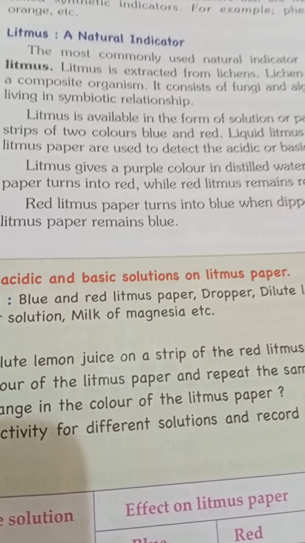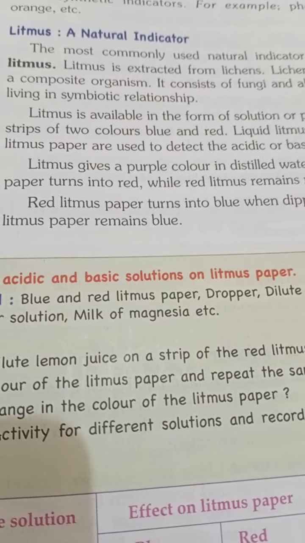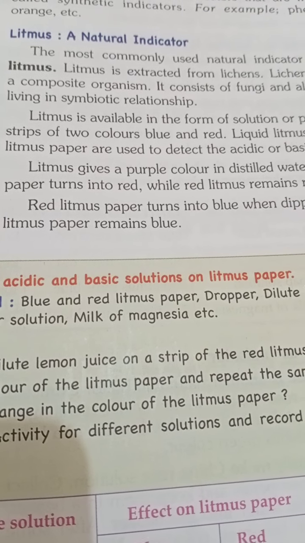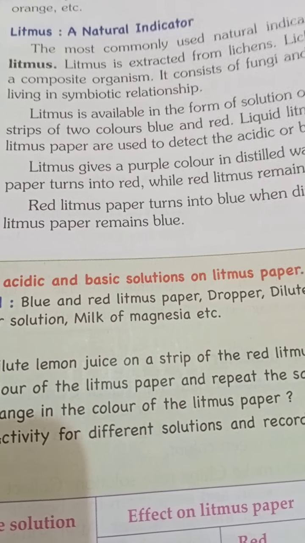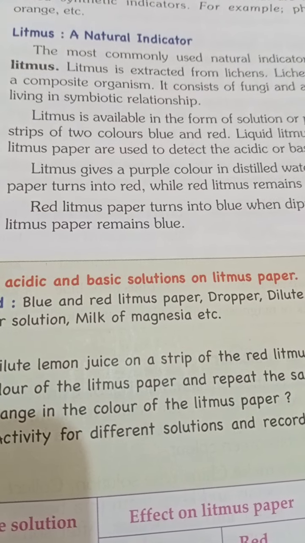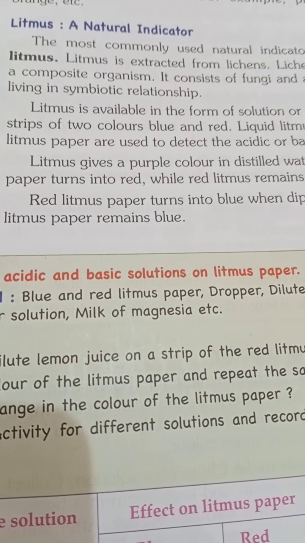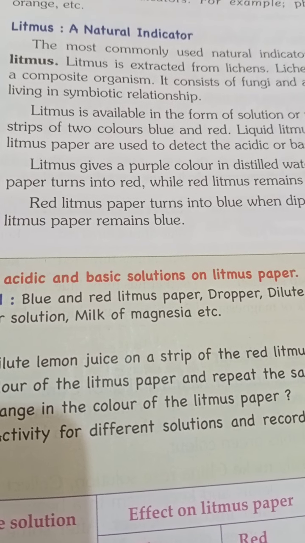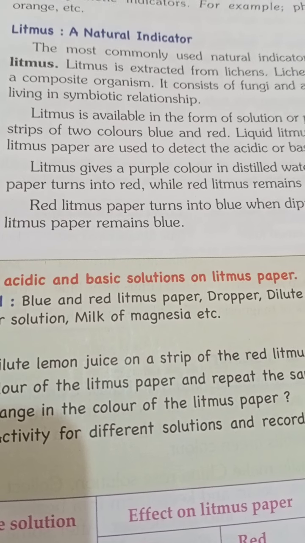Turmeric. Turmeric is of yellow color. Turmeric changes into reddish brown in base and has no change in acid, meaning it remains yellow.